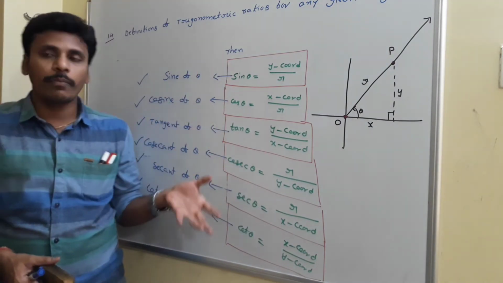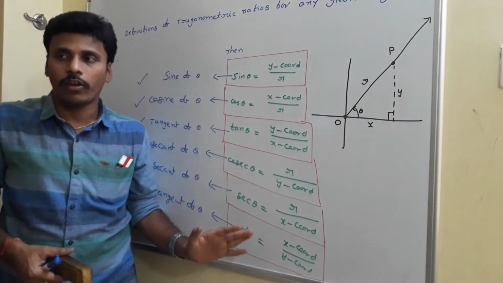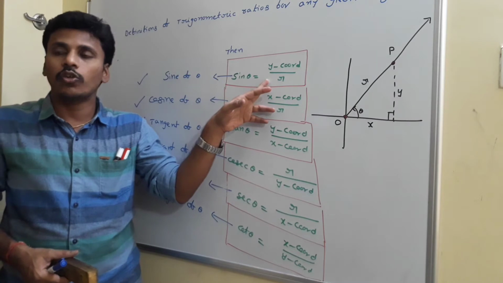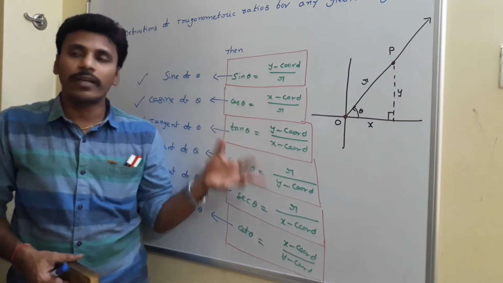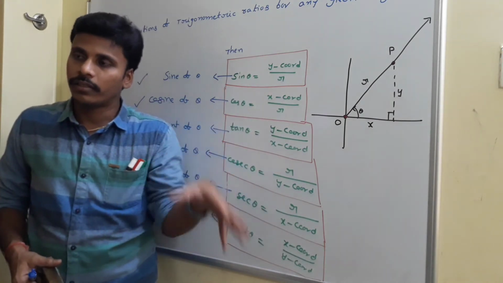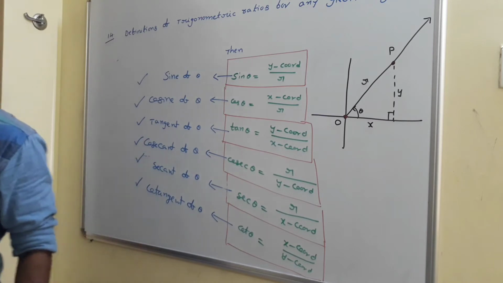And these ratios are the basic definitions. So you need to consider all these things in only this manner, okay? You need to accept that sin theta is equal to y coordinate by r and cos theta is equal to x coordinate by r. With these basic definitions, we are going to learn the complete trigonometry, right? Have a look at this and I will give you one example related to this right now.